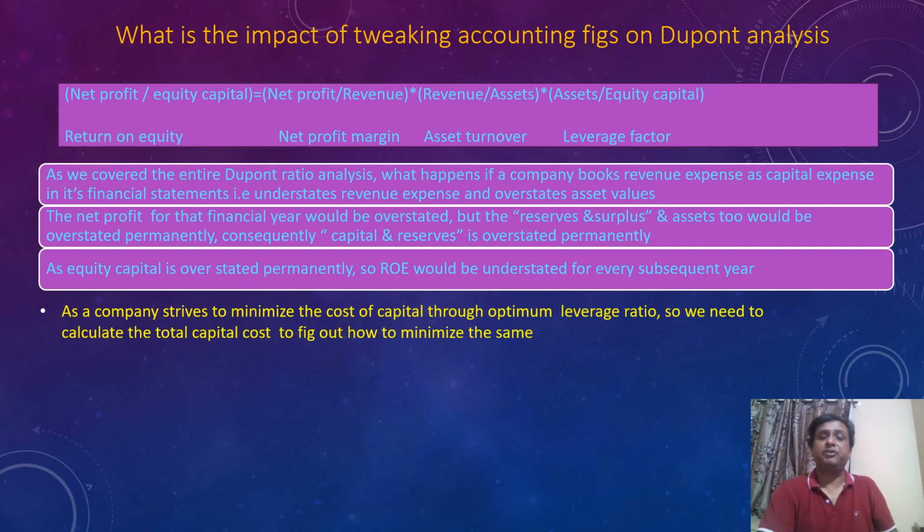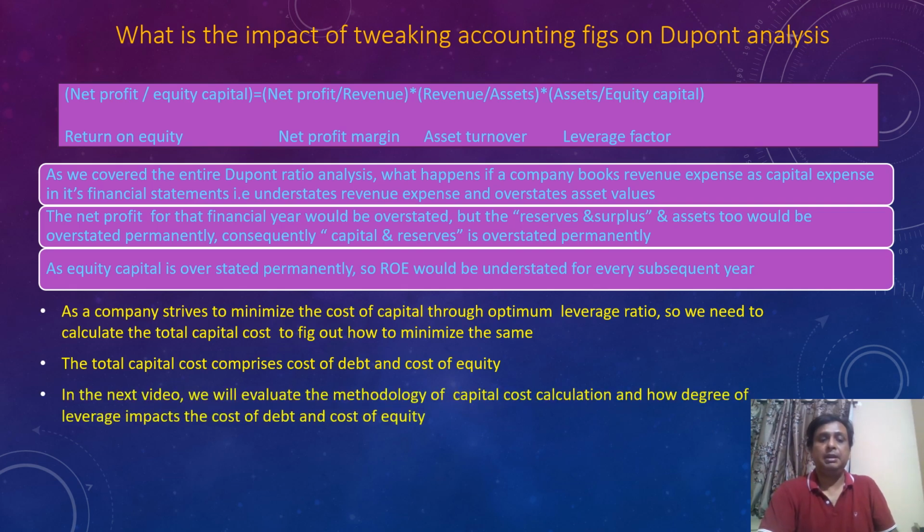As a company strives to minimize the cost of capital through optimum leverage ratio, we need to calculate the total capital cost to figure out how to minimize the same. The total capital cost comprises cost of debt and cost of equity. In the next video, we'll evaluate the methodology of capital cost calculation and how degree of leverage impacts the cost of debt and cost of equity.